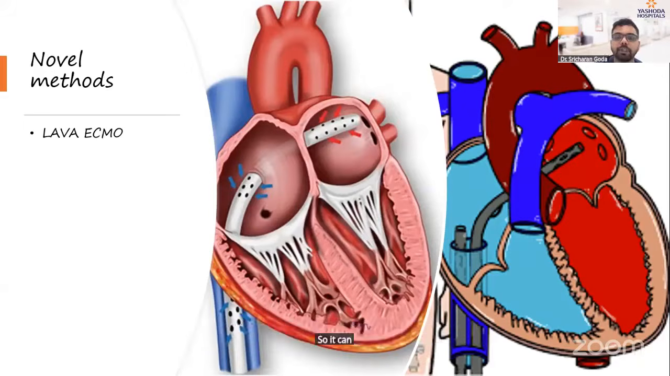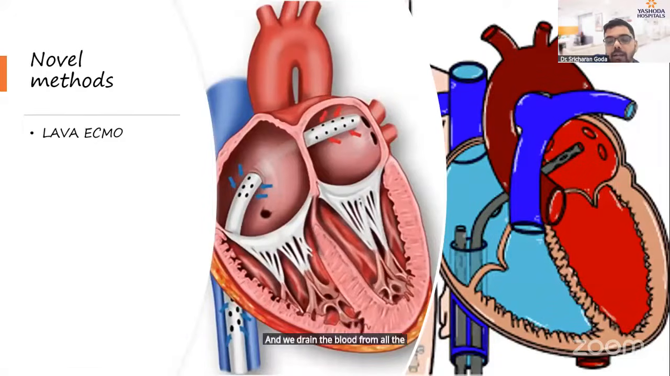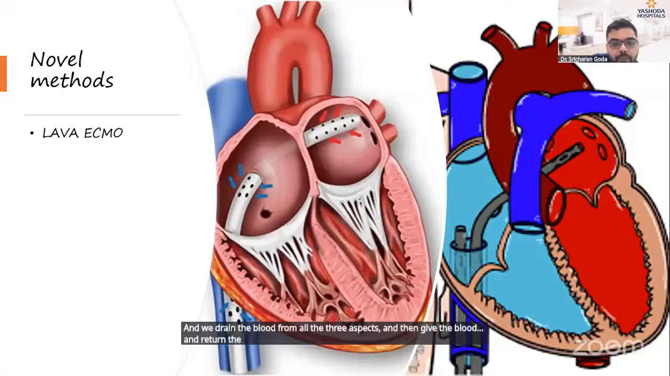It can be done with the help of a single cannula, which is multi-stage. We can see in this picture that some cannula orifices are present in the LA, some in the RA, and some in the IVC. So it's a multi-stage cannula, with one stage in the LA, one stage in the RA, and one stage in the IVC. We drain the blood from all three locations and then return the blood back into the artery.